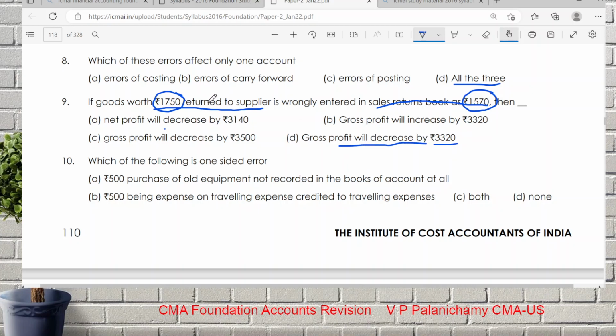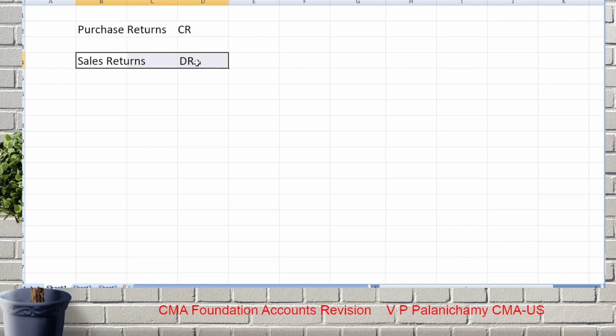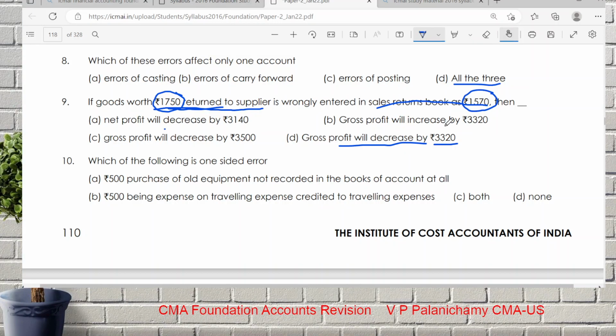Once again I repeat. Goods returned to supplier. Purchase returns. இல்லையா? Purchase returns என்ன பேலன்ஸ் இருக்கணும்? கிரெடிட் இருக்கணும். இல்லையா? பட் நம்ம என்ன பண்ணிருக்கோம்? சேல்ஸ் ரிட்டர்ன்ஸ் டெபிட்ல போட்டிருக்கோம். கிரெடிட்டுக்கு பதிலாக டெபிட்டை ரெக்கார்ட் பண்ணா, இந்த கிரெடிட் ரெக்கார்ட் பண்ணாததுனால ப்ராஃபிட் கம்மியாகும். டெபிட்டை ரெக்கார்ட் பண்ணதுனாலையும் ப்ராஃபிட் கம்மியாகும். ஸோ ப்ராஃபிட் வில் டிக்ரீஸ் பை 3500.